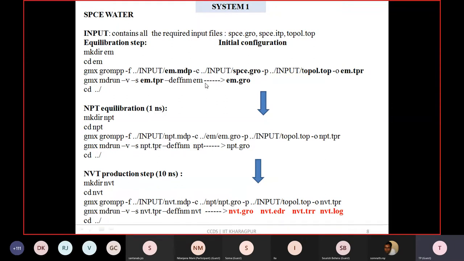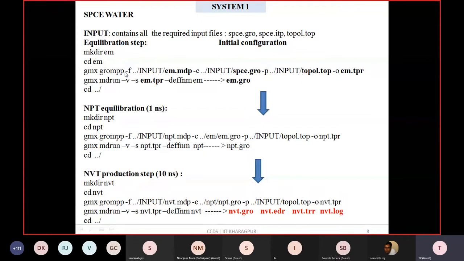So first you have to do the equilibration. You already have an SPC box, and this is with 884 water molecules I showed you. There is an SPC.itp file and a topology file. While initializing, I created an EM folder, where I performed gmx grompp, and then I used this MDP file, where all the input parameters are supplied. And then you take the structure file, which is your initial structure file, your SPC.gro.